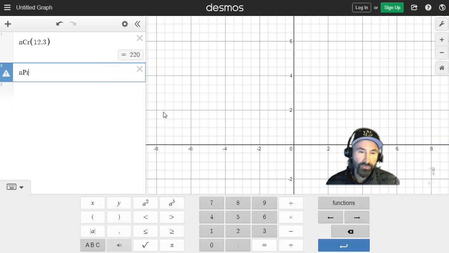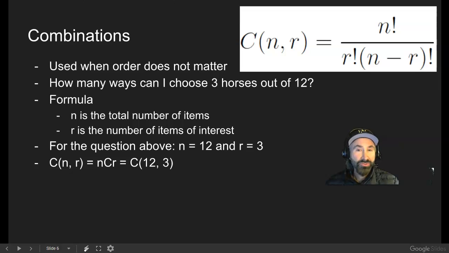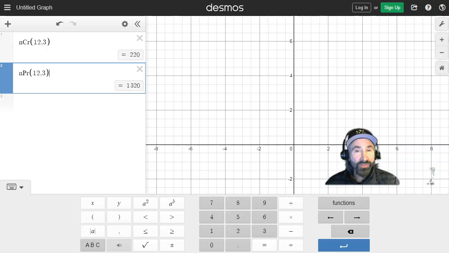Let's just take another look to remind ourselves. For permutations, we got 1320. For combinations, we get 220. Still, that's a fairly large number of different ways that we could choose 3 horses from 12. Wouldn't it be a drag if you had to write out all 220 ways? That's the reason why we study permutations and combinations.